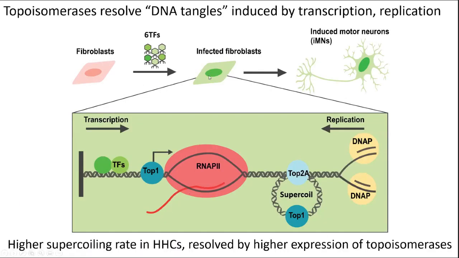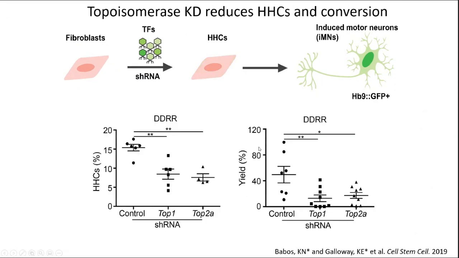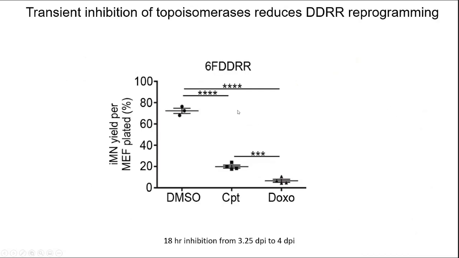So topoisomerases resolve supercoils that are introduced by transcription and replication, and therefore they'd be important for reducing stress. We knock these down, you lose the HHCs, you lose your reprogramming rate. Additionally, if you treat them with inhibitors instead of shRNAs, similarly, you drop your reprogramming rate.